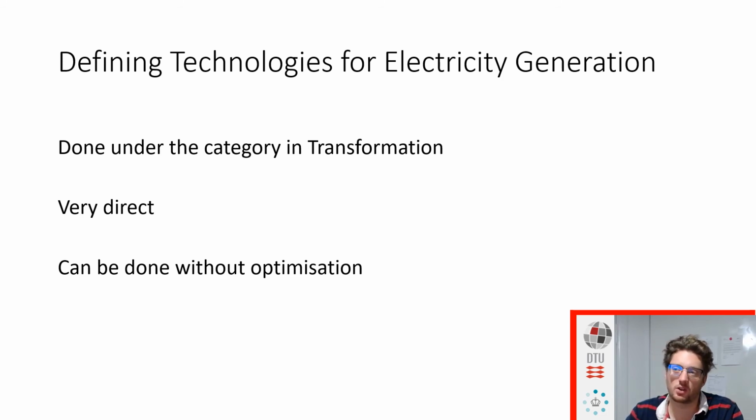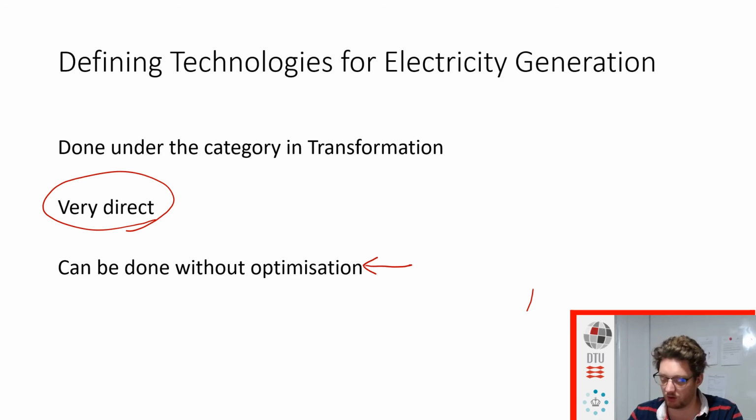We need to define the different technologies for our electricity generation, and we do that under the transformation. We can do that under electricity generation or whichever kind of subcategory we have defined in transformation. LEAP knows that this is a very important sector, so it can be very direct in how you define your electricity generation subsectors. This can also be done without optimization, though of course if you want least cost analysis, you do need to optimize because that is what you're optimizing for. So in this case we need something else, designing a variable for how to dispatch our different technologies.